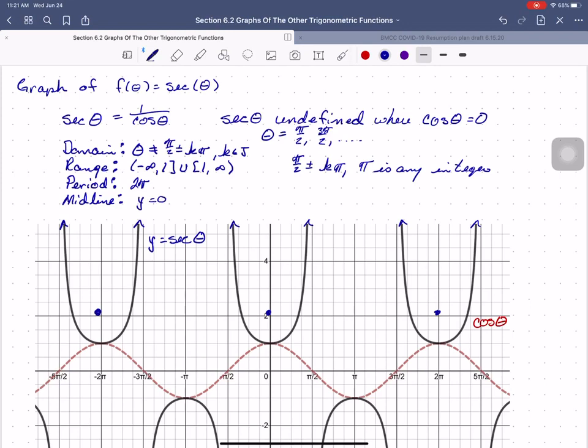And we can also talk about not necessarily the amplitude of the secant function, but the amplitude of the cosine function from which the secant function is generated. And the amplitude would be this distance from the bottom of the trough to the midline. And that will be 1 for a pure unadulterated secant function.